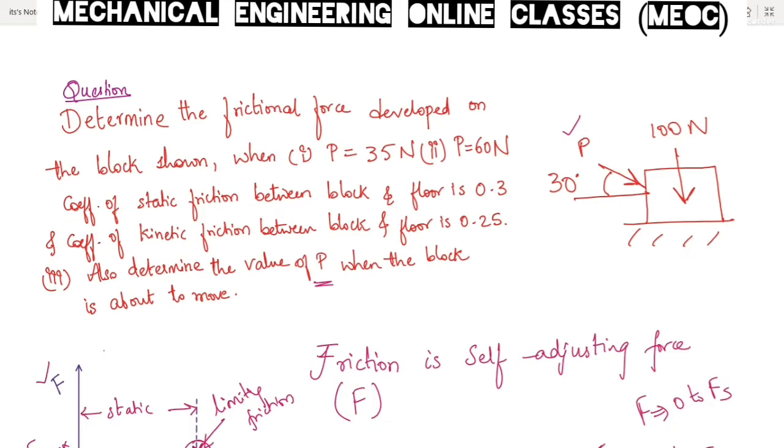So for all this to happen, we have to first find out what that unknown frictional value is in this particular scenario. For example, if we are considering case 1 where P is 35 Newton, the weight of the block is there, P is acting at 30 degrees from horizontal downward right. The only unknown here is the friction that is developed. So assuming that the object is in equilibrium, maintaining a static equilibrium condition, let us find the frictional value.